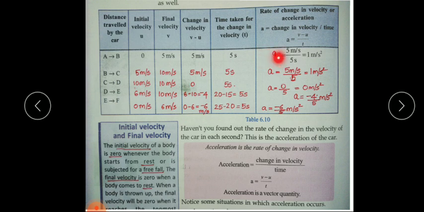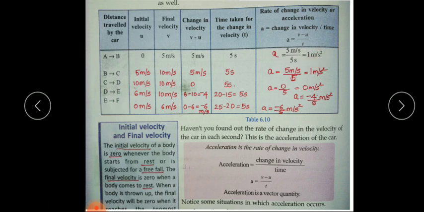Then find the acceleration. A is equal to V minus U by T. So V minus U means 5 meter per second divided by time. Time is 5 seconds. So on dividing, how much will we get? 1 meter per second square. The unit of acceleration is meter per second square.